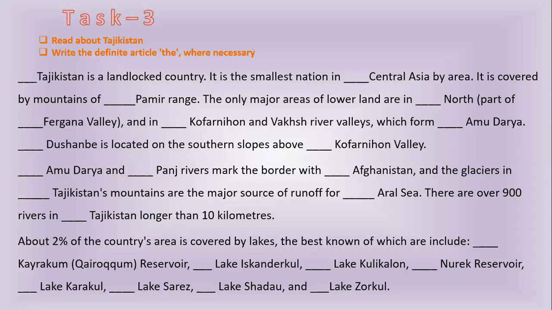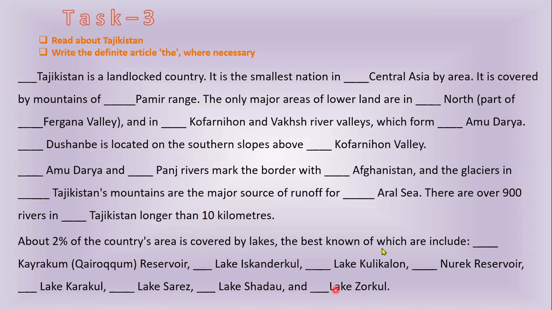So now we'll read another reading passage, which is about Tajikistan. Now we know when we use the article the and when we don't, right? Now here you have to write the definite article the where necessary. If you think that the article the is needed in front of the geographical name, you write the. If not, leave it blank or put a cross mark. Okay, you have to copy this in your copybook and write.